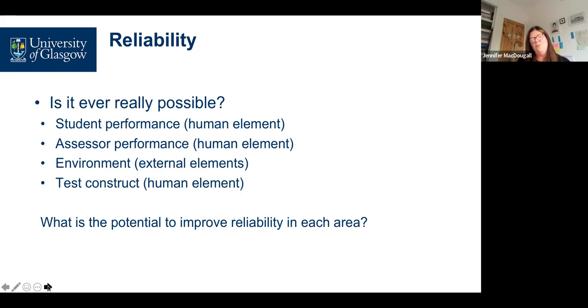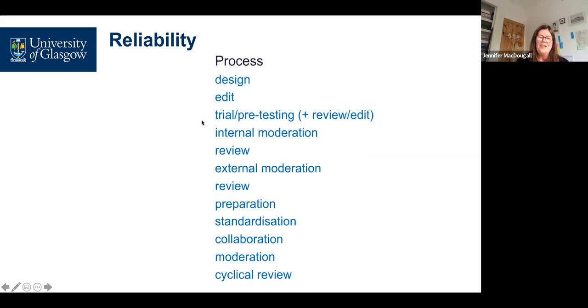So how do you improve reliability? What do you do to try and make it as reliable as possible? Well, I had this discussion with the teachers I work with in China about the process that we go through when we're creating an assessment, and the number of stages that you have to go through in order to try and make something work, not just for reliability, but also for validity.